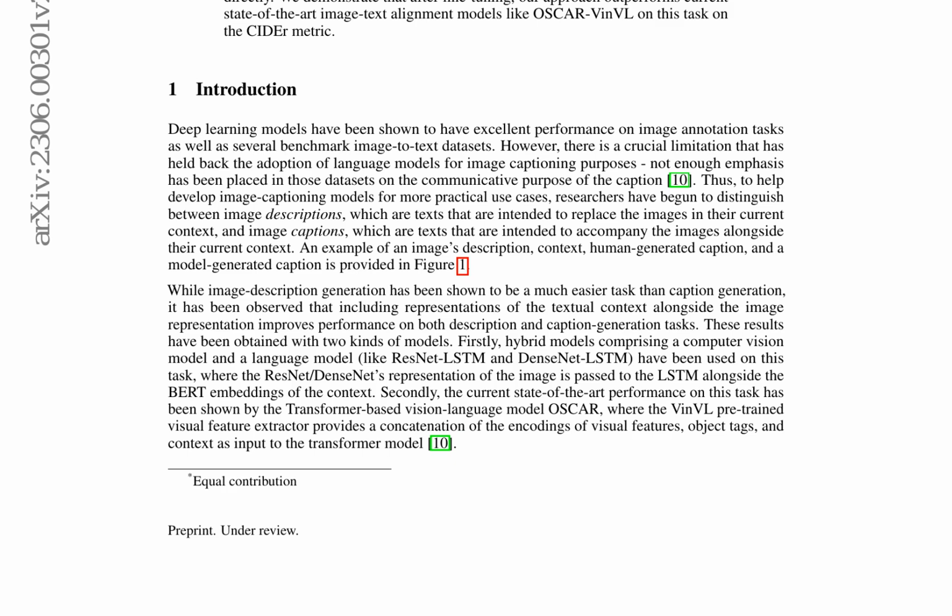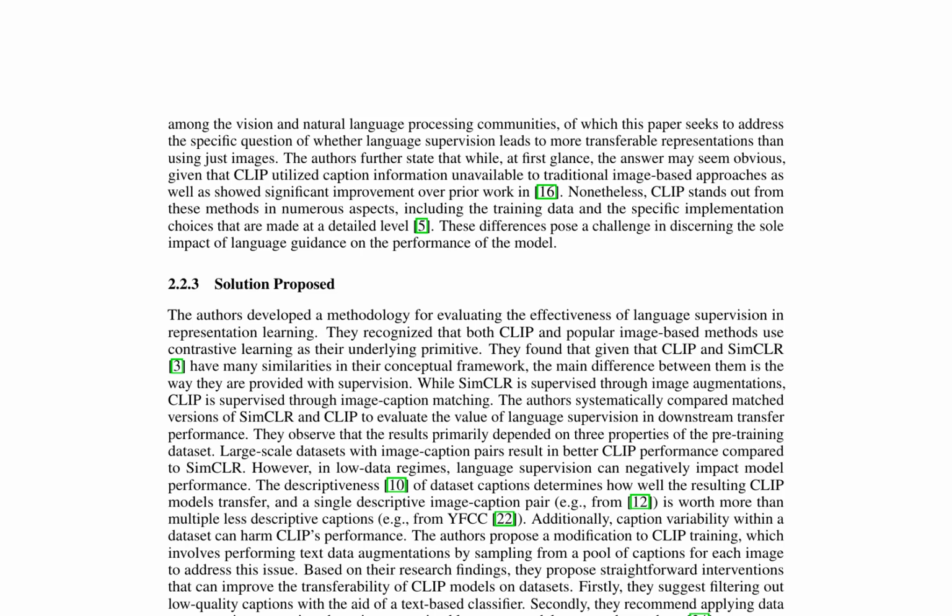tasks. Recent research in image-based natural language generation has identified a significant gap in the practical usefulness of current models. The introduction of CLIP models in 2021 demonstrated remarkable transfer capabilities, sparking a debate on the role of language in visual representation learning. A 2022 study systematically compared matched versions of SimCLR and CLIP models, finding that the utility of language supervision is dependent on pre-training dataset properties.